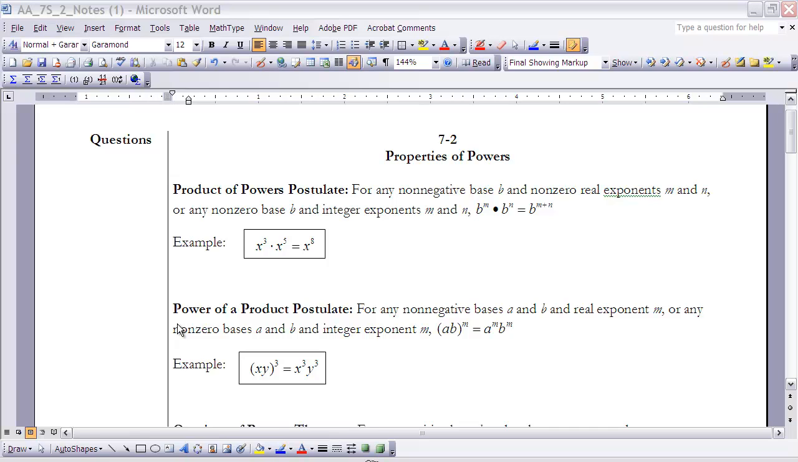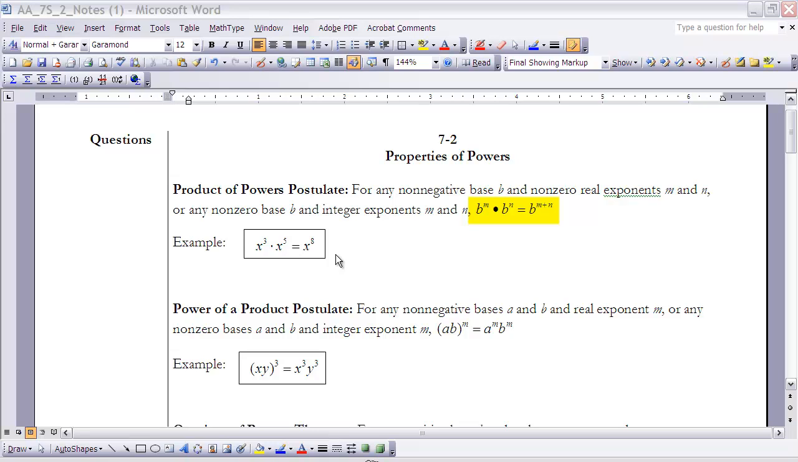So the first one is the product of powers postulate, and that just says that if I have the same variable raised to different powers or the same power, it doesn't really matter. What I do is I take those powers and I add them together. So b to the m times b to the n is equal to b to the m plus n. Here's an example of that: x to the third times x to the fifth is equal to x to the eighth.